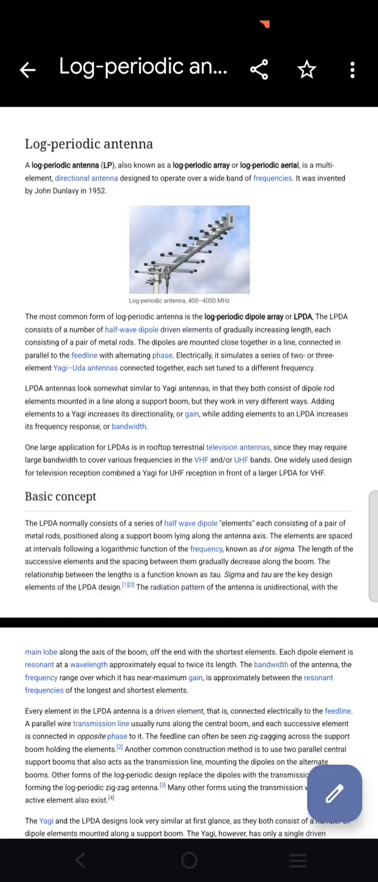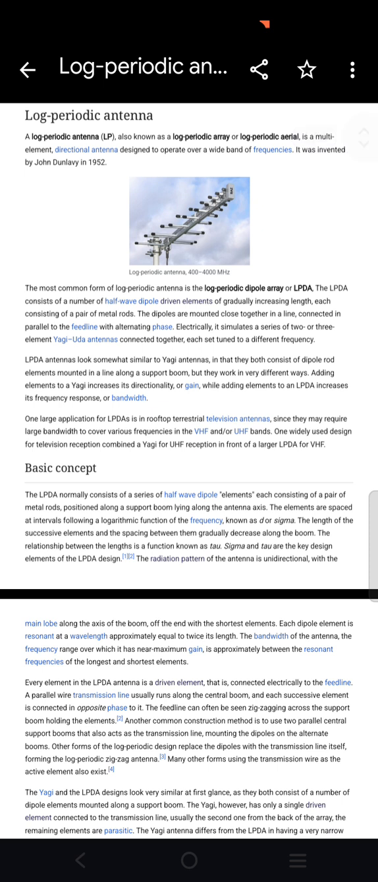A log periodic antenna is a multi-element, directional antenna designed to operate over a wide band of frequencies. It was invented by John Dunleavy in 1952. The most common form is the log periodic dipole antenna array.